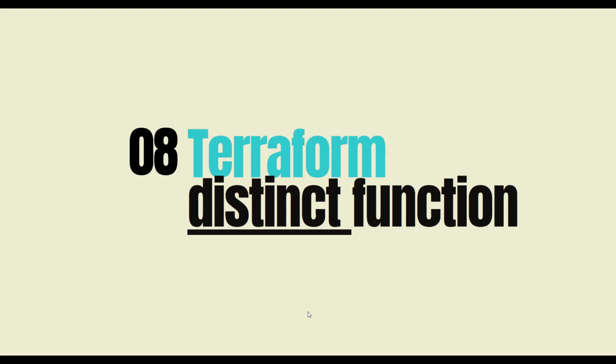Today in this video, we are going to learn about the distinct function with Terraform. There are some scenarios when you have multiple lists or multiple collection items. You would like to merge these two collection items and take only the distinct values from that particular collection. In such a case, we can use the distinct function. Let's take an example. How do we use that?